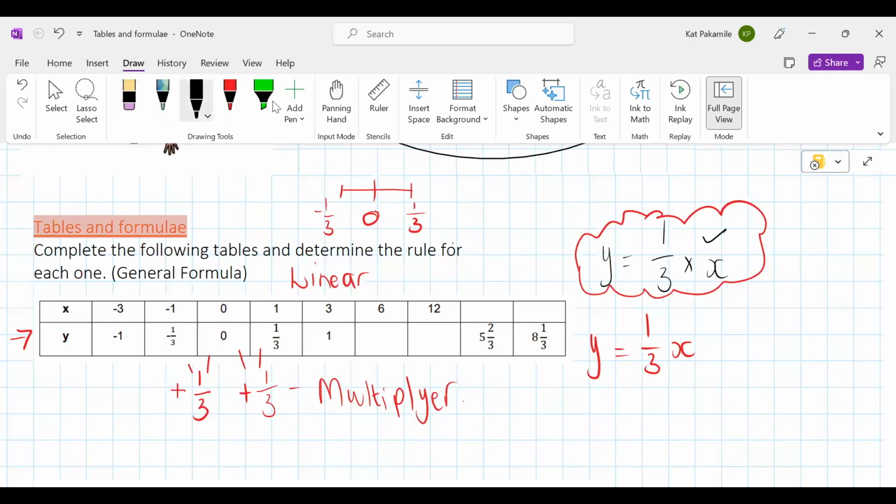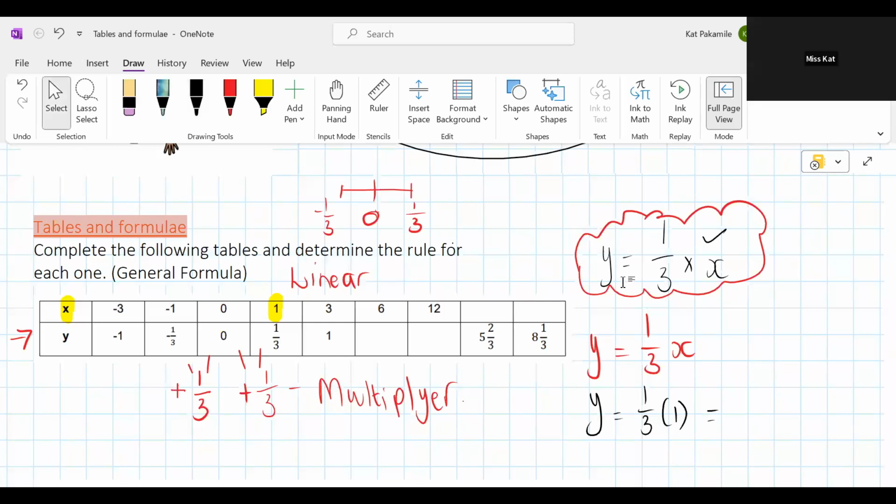So now we're going to test it. It's literally trial and error. Let's test it with 1. If my input is 1, where do I substitute 1? Do I substitute it at the x or the y? The x. So I'm going to say y equals 1/3 times 1. And how much is 1/3 times 1? It's 1/3.